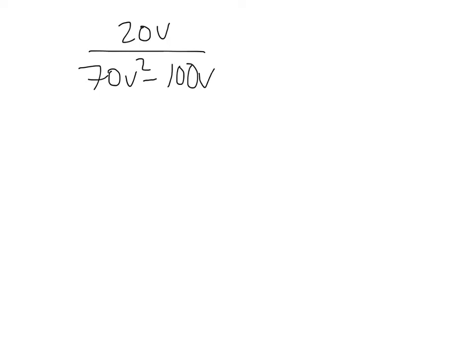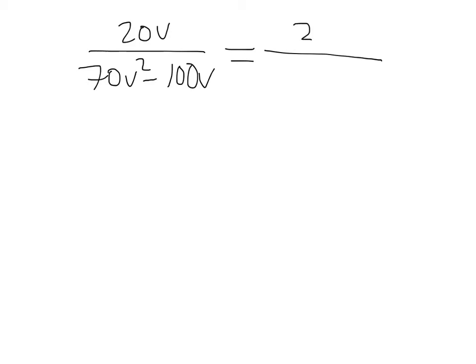In this lesson, we're going to look at simplifying rational expressions. Well, let's start with an example. Let's say we have 20v divided by 70v squared minus 100v. Now, if I want to simplify that, there's a couple ways of going about it. The way that we're going to look at it is with factoring.